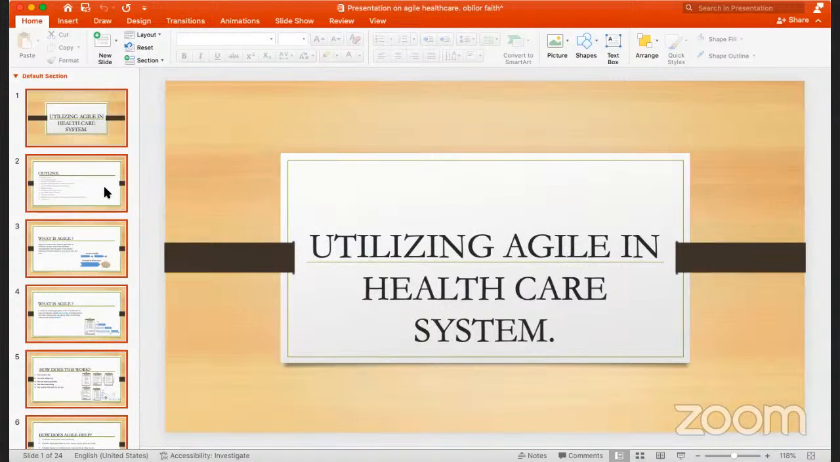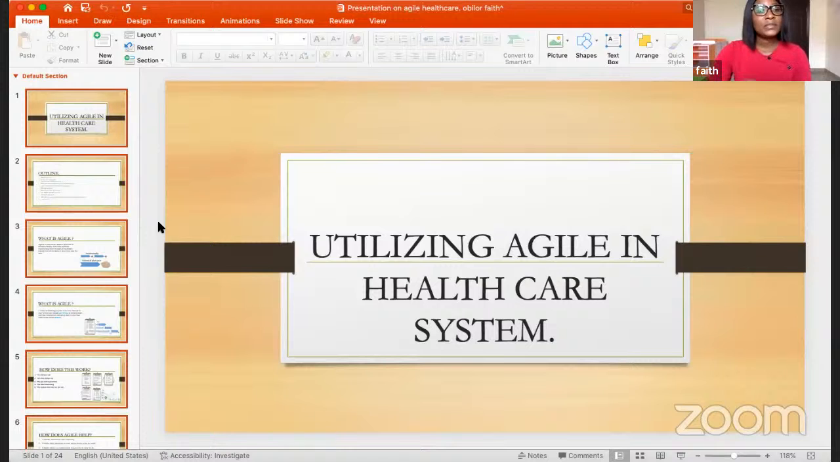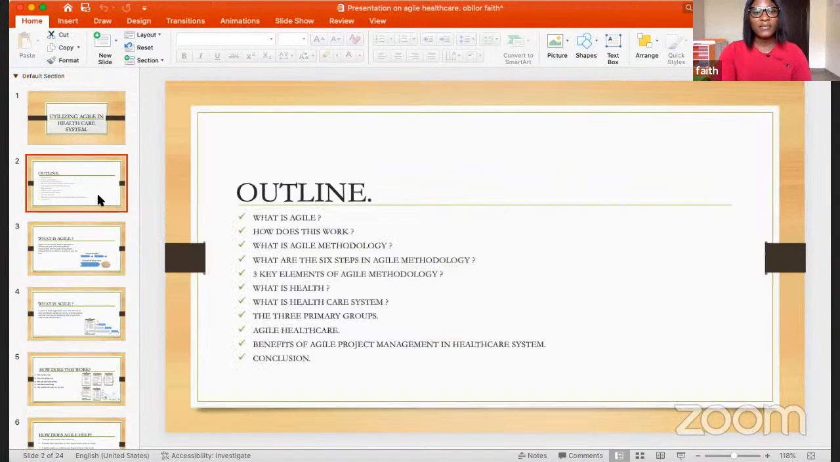Good morning, everyone. My name is Goodluck Faith Chidima, and I'll be presenting how to utilize Agile in healthcare system. So here we have our outline, which is what is Agile, how does this work?